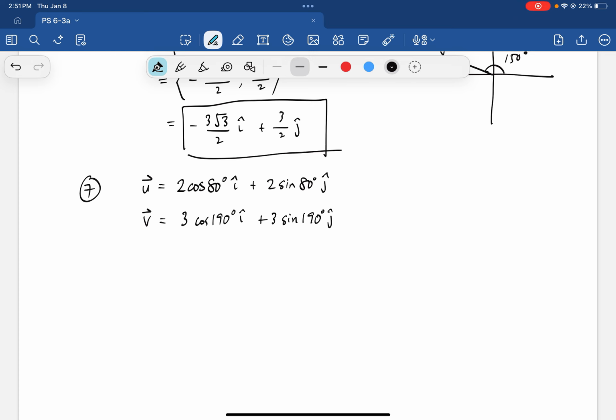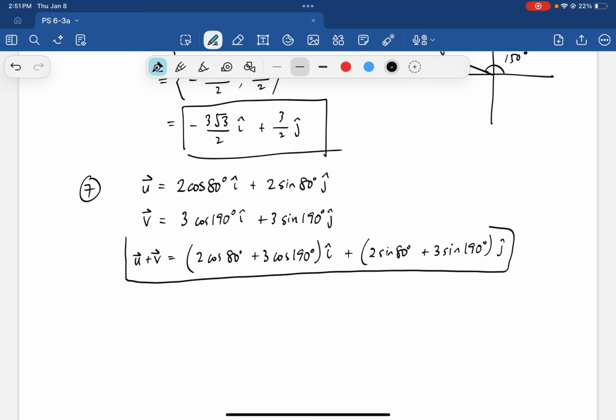Okay, and so to add u plus v, we simply add together the components that belong with each other, and then we're done. So we're going to have a parentheses. Don't forget the parentheses. Without it, it's wrong. So this is the x component, which is multiplied by i, and then this is the y component, which is multiplied by j. And those are not easy angles, so we don't need to simplify it, which means that we're done. And I hope this was helpful.